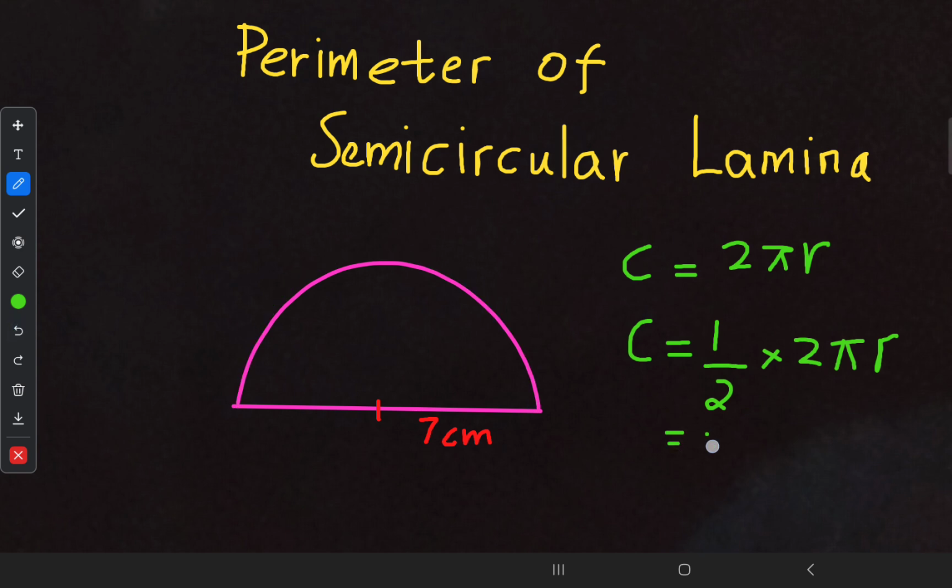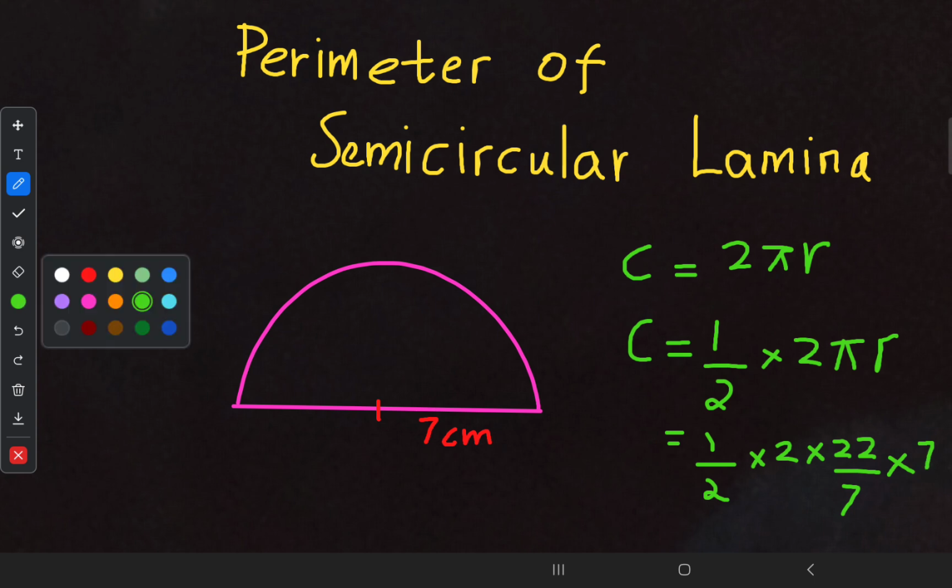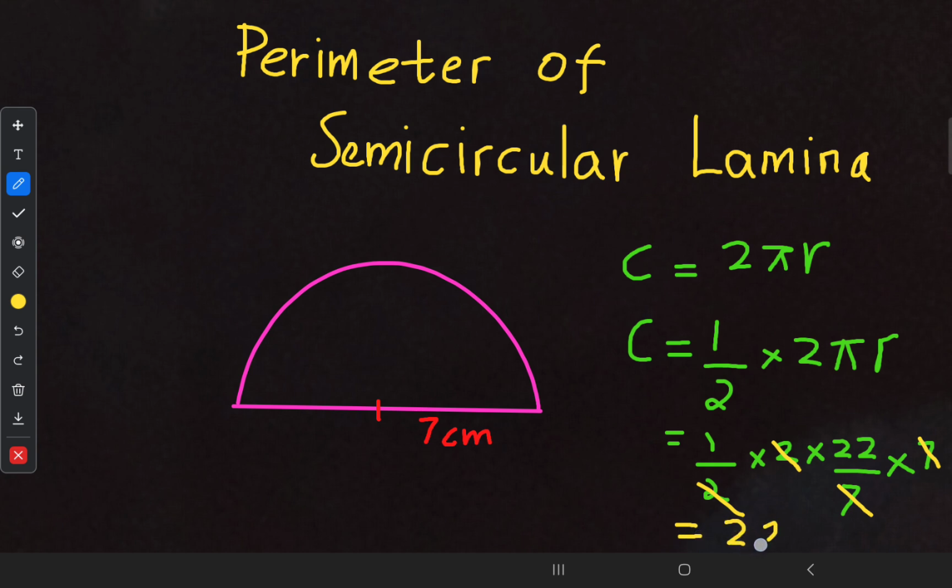Let's substitute our values. Half into 2 into pi, which is 22 upon 7, and the radius of the circular lamina is 7. We can simplify the possible values. 2 and 2 can be simplified, 7 and 7 can be simplified, so it would be 22 centimeters. This semicircular portion is equal to 22 centimeters.